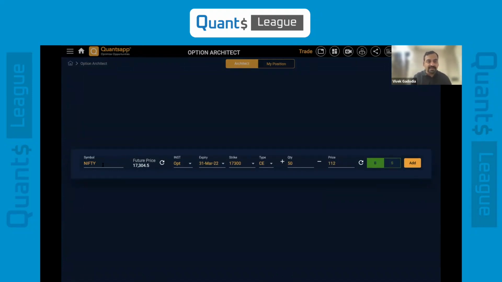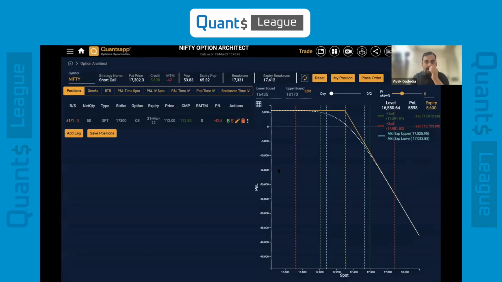So let's say Nifty option, 17,300 call, we are going to sell. Let us say this is at the money. We'll see that this has a risk which is unlimited. As the market starts going up, the risk keeps increasing, the loss can keep increasing, and the gain is capped to the premium received, which is around 5-6,000.